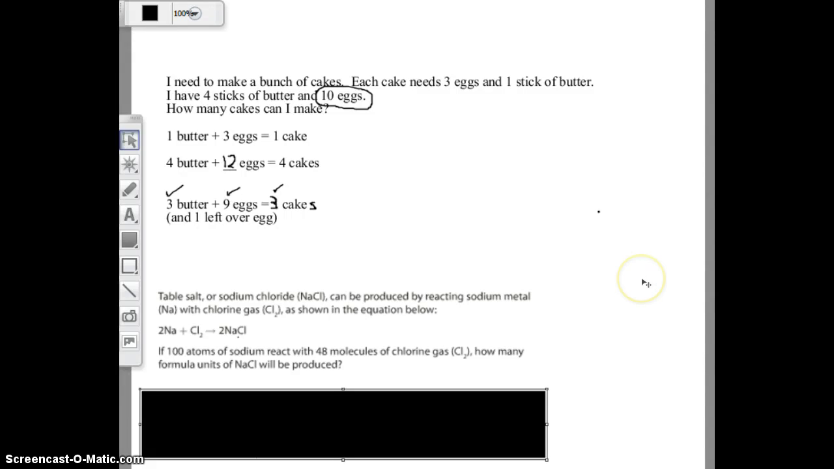This is the continuation, or part 2, of the 6.03 review. Table salt, or sodium chloride, NaCl, can be produced by reacting sodium metal, Na, with chlorine gas, Cl2, as shown in the equation below.